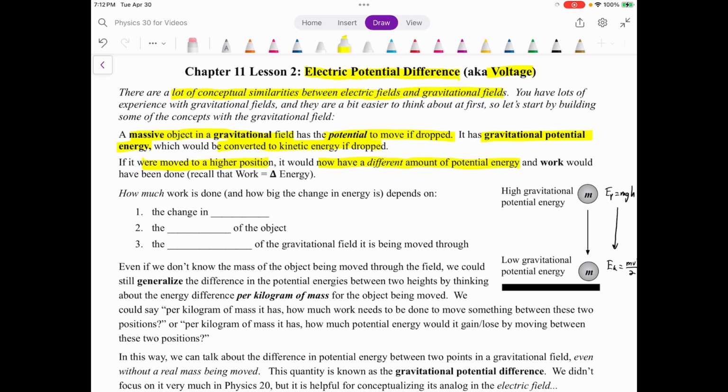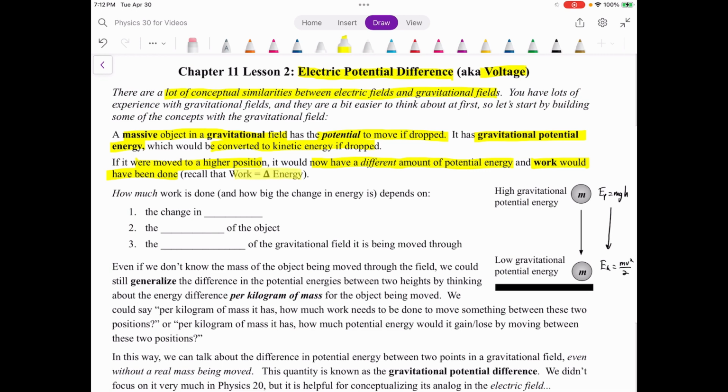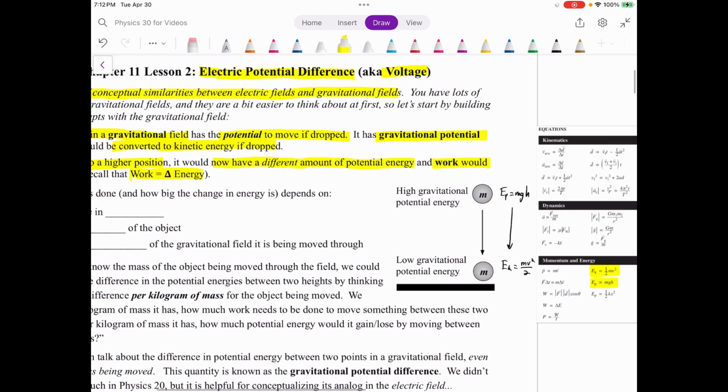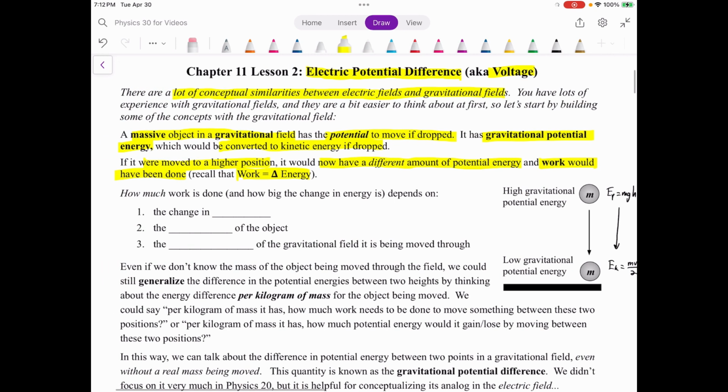And remember, whenever there's a change in energy that occurs, we say that work has been done on the object, right? Don't forget, work is nothing more than a change in energy. The amount of work done on an object is how much its energy was changed by. So if we were to take this and move it so that it gained 100 joules of potential energy, we would say that we had done 100 joules worth of work on that object.